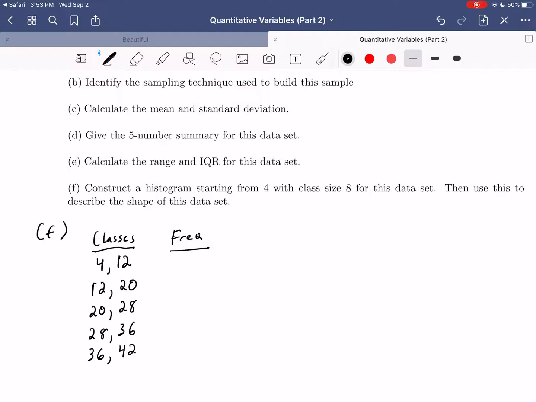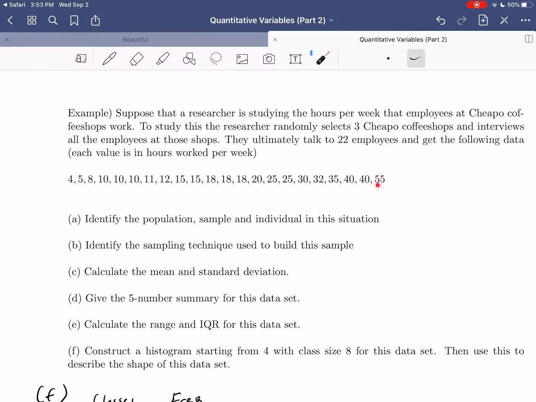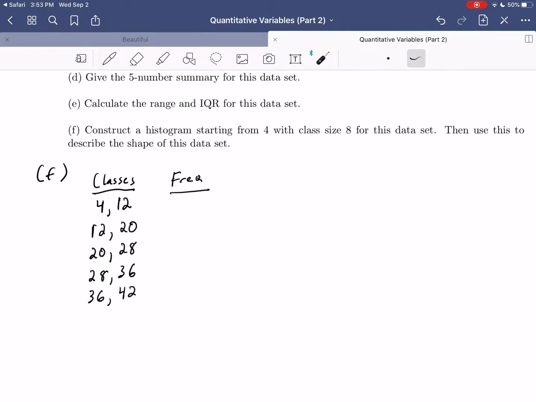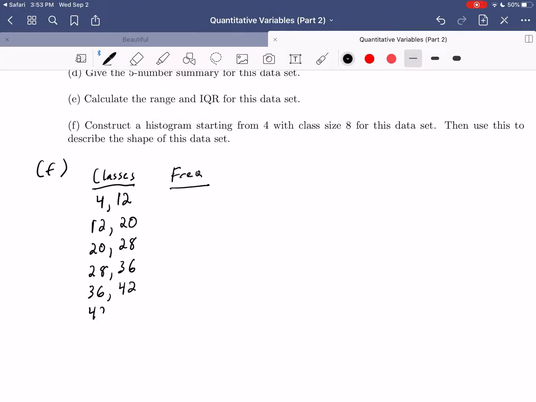That's looking pretty good. If we go back up to our data, we had somebody who was as high as 55, so we do need to go a little further. 42 to 50. We said the highest one was 55, so we will also need to include 50 to 58. Okay. Notice all of them have the exact same size of 8, and we started from 4 because that's what they told us to do.